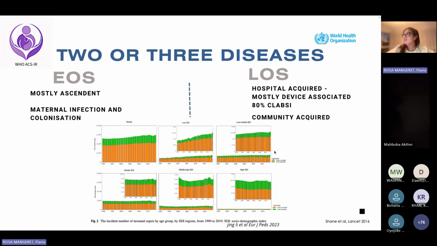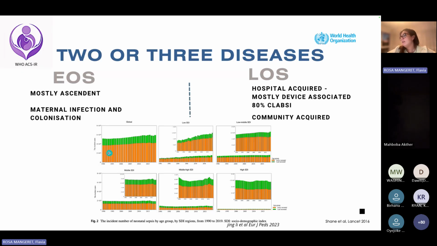So when you talk about the disease itself, neonatal sepsis is not just one, it's more than one. We usually define early onset sepsis and late onset sepsis, but maybe we could even divide into diseases: early onset sepsis, late onset sepsis that's hospital acquired, and that's community acquired. When you look at global data, the global is this one, early onset sepsis is the orange one.